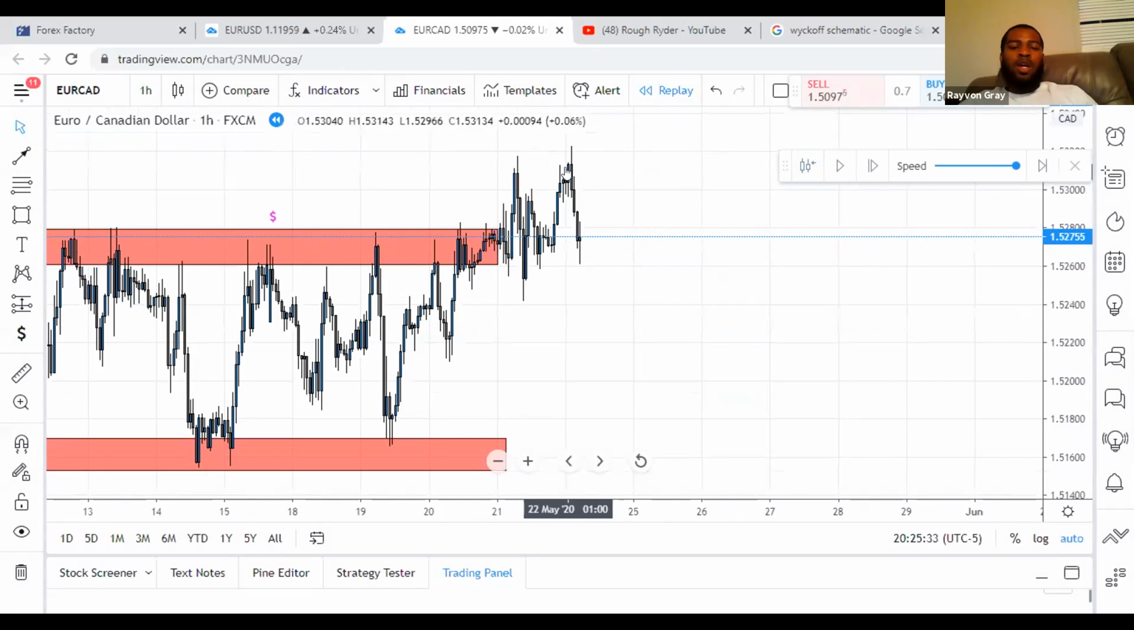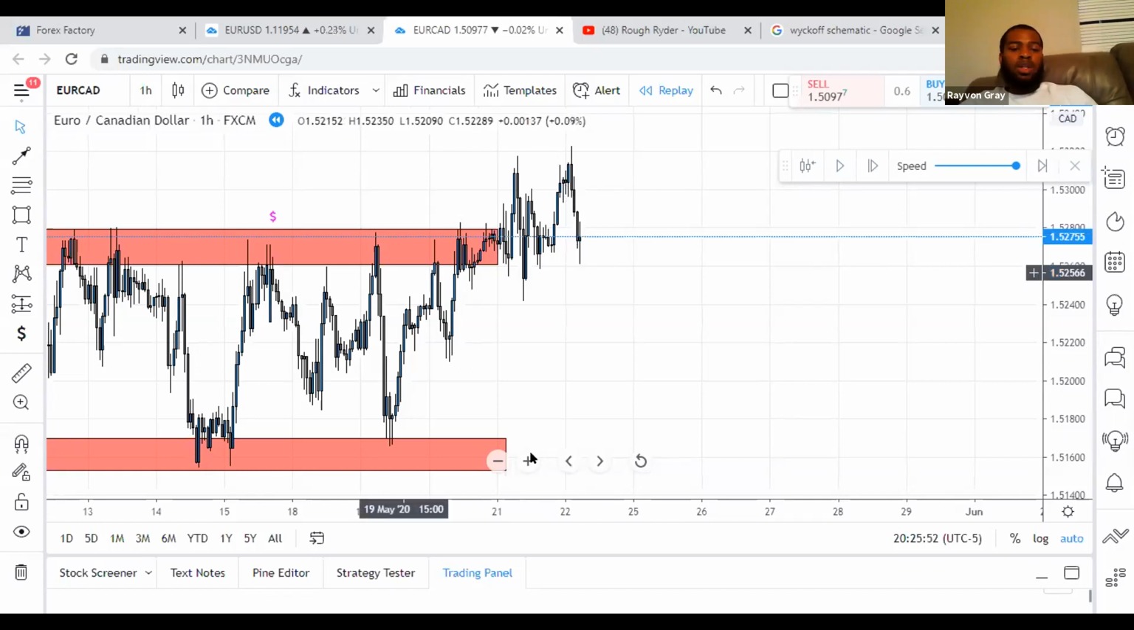So if you look right here at the bottom, if y'all can see 22 May 20, 1 a.m. That's 1 a.m., London session, right? Remember, we just talked about how fast the market moved. So now you're getting that London push. Look at how fast these candles are falling. This is not normal.